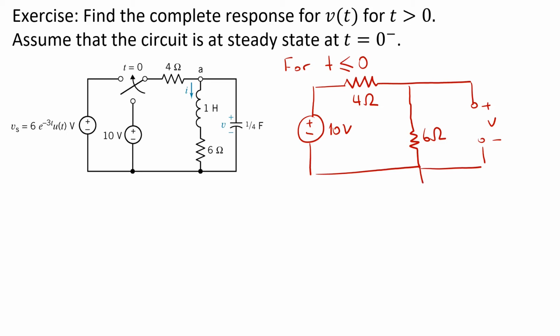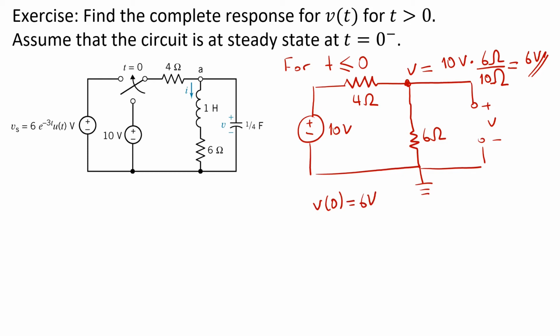If I define my reference node here, I see that I have a voltage divider, and here I have V. Accordingly, V will be equal to 10 volts times 6 ohms divided by 10 ohms, and accordingly it is equal to 6 volts. So V(0) is equal to 6 volts, one of my initial conditions.